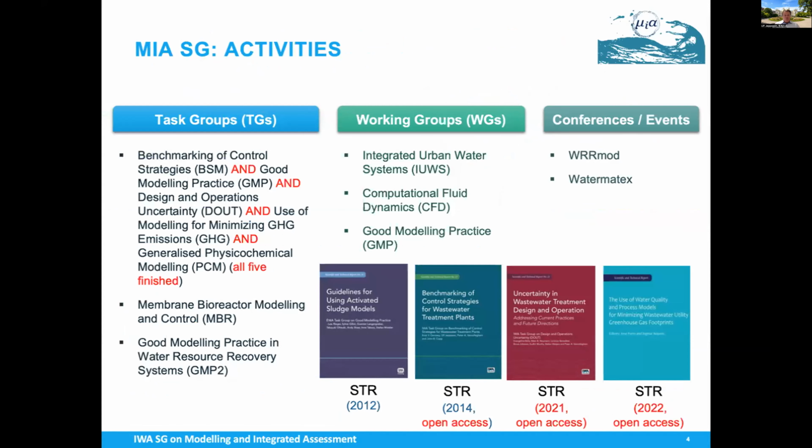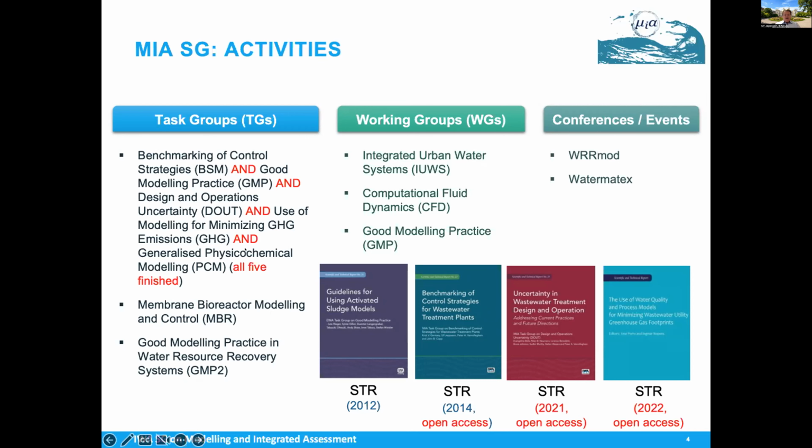One of the most important ways that we work is through task groups. A task group is normally just a small group of specialists who is focusing on a specific topic. They do that for a number of years, and then normally they produce an IWA scientific and technical report towards the end. Currently, we have two active task groups: the membrane bioreactor modeling and control task group, and the good modeling practice in water resource recovery systems.